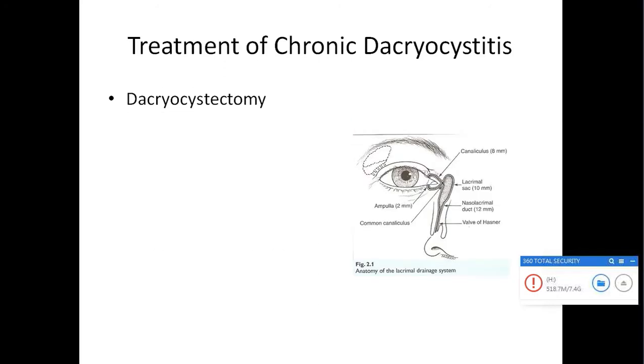So how are you going to treat chronic dacryocystitis? The treatment is surgical only. If the patient is old, waiting for cataract surgery, the easiest operation is to take a curvilinear skin incision 3 millimeters away from the medial canthus, expose the sac and remove the sac in toto. This operation is known as dacryocystectomy.